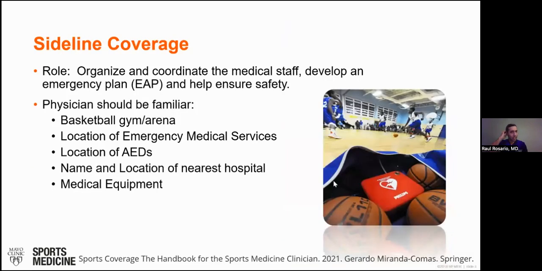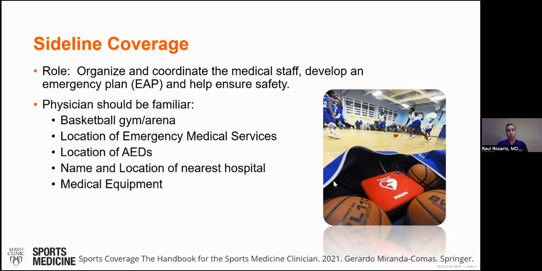So let's start with the sideline coverage, okay? The role of the sports physician is to organize and coordinate the medical staff and develop an emergency plan to help ensure safety. The main reason for the doctor is making sure that you address any emergencies that can happen in the game. But if you're also traveling with a team, you have to be a doctor that can cover anything else, like if somebody gets a cold or diarrhea or things like that, you definitely need to be prepared to help with those things.